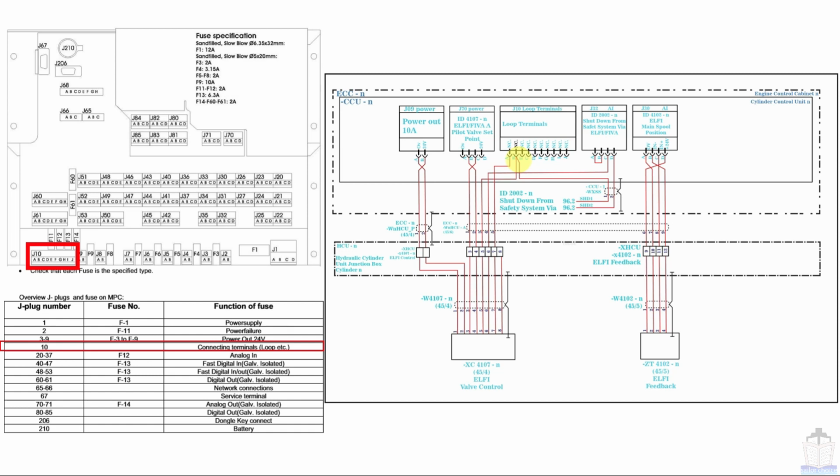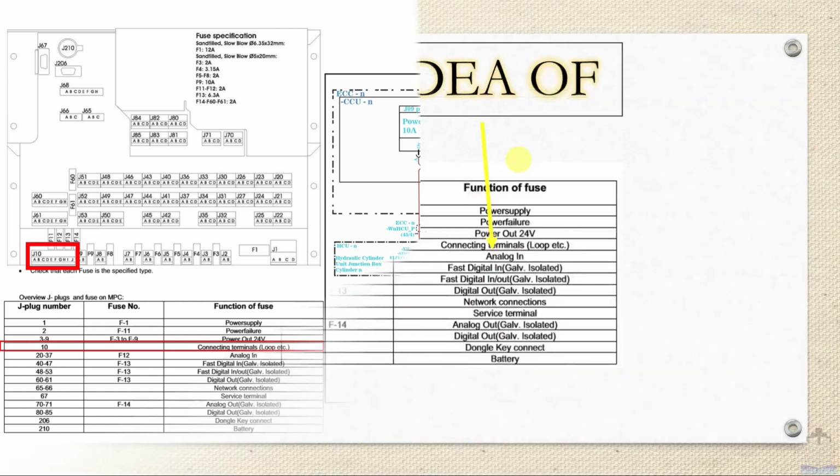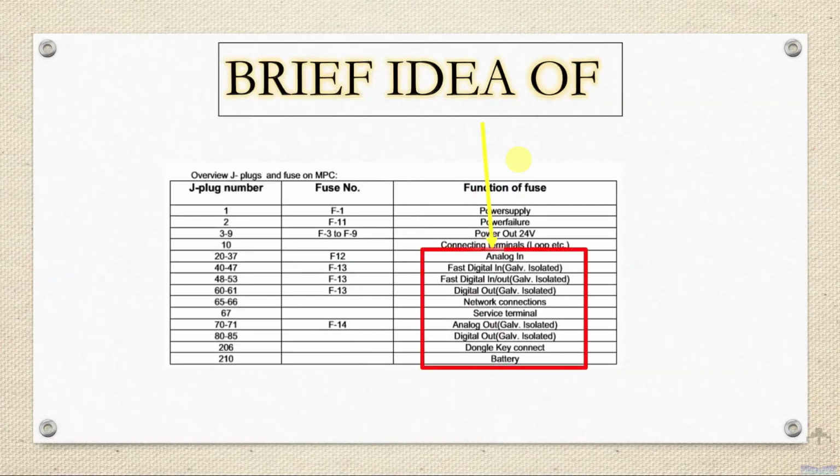Now we will discuss some terminology, like here you can see analog in, fast digital in out, dongle, battery, etc. So we are going to discuss them one by one.